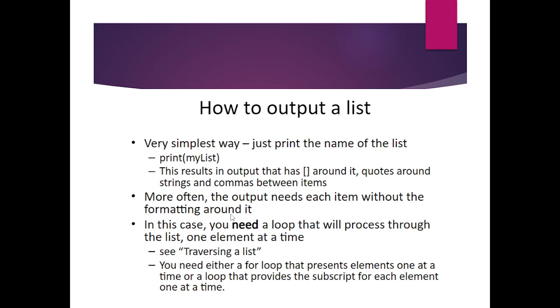More often, the output needs each item without the formatting around it. So in this case, you need a loop that will process through the list one element at a time. Then C, traversing a list. You need either a for loop that represents elements one at a time, or a loop that provides the subscript for each element one at a time. So we need to use the loop for presenting every element.